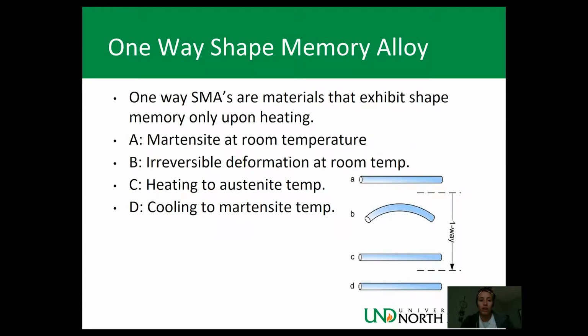One-way shape memory alloys exhibit shape memory only upon heating. So here, in the bottom corner, is an image of the martensite room temperature one-way shape memory alloy, and then deformed, and then it is heated and reverts back to its original shape.